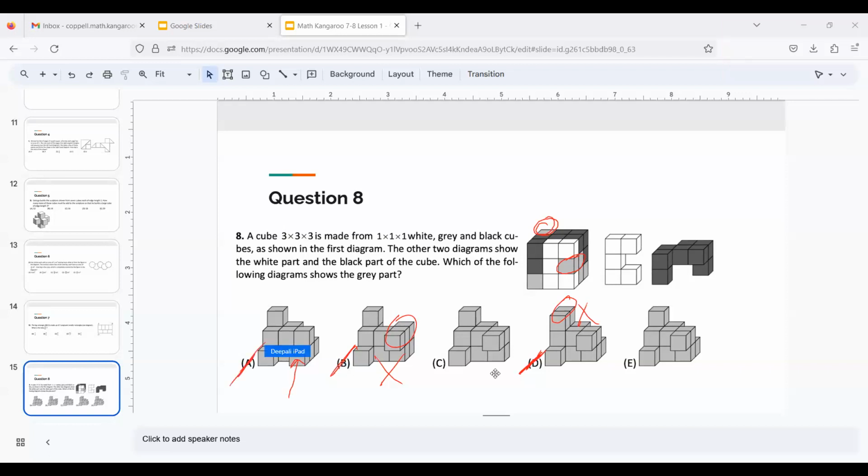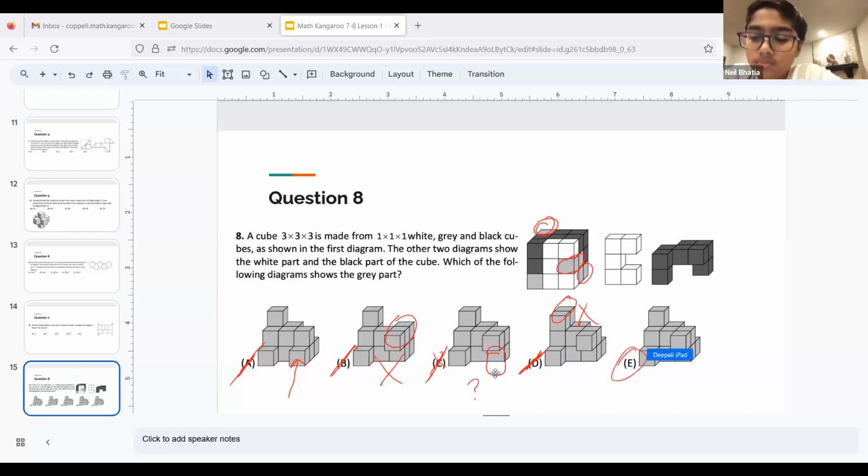And then between C and E, I noticed that for C there isn't a cube behind the bottom layer. And I thought there was one in the big cube, so that's why I chose E. Yep. So just process of elimination. That's also one of the strategies that you guys should be using in the exam.